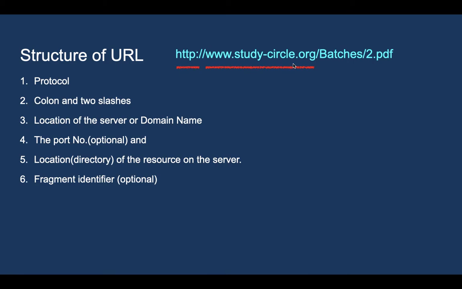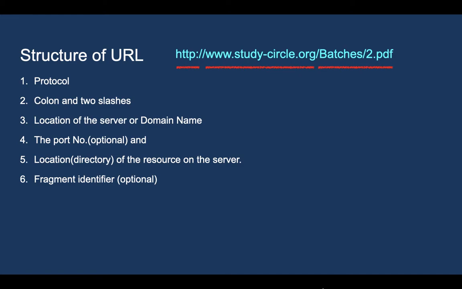Okay, now after I give the protocol and these slashes and the domain name, now I can give an optional port number. So here the port number is not there. I'll explain the port number very soon. Now let's go to the fifth part. The fifth part of the URL is basically the directory structure on which the file is present. So basically, if you see this part, this is the directory structure, the fifth part of the URL.